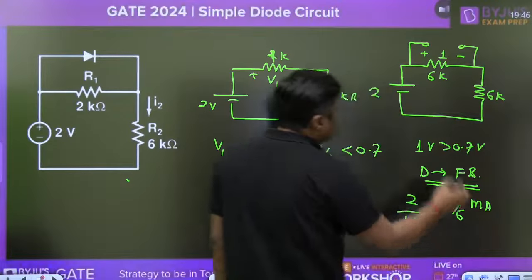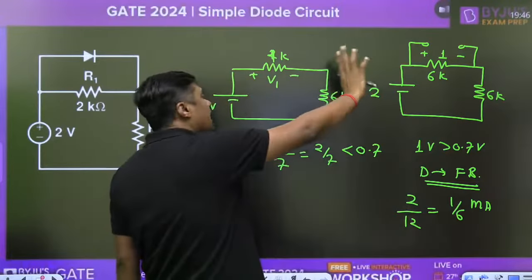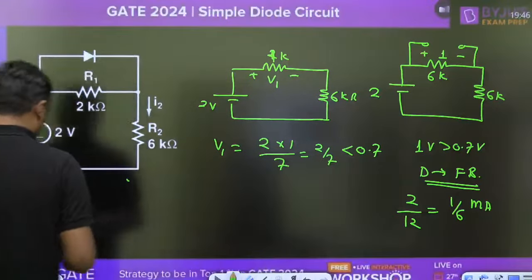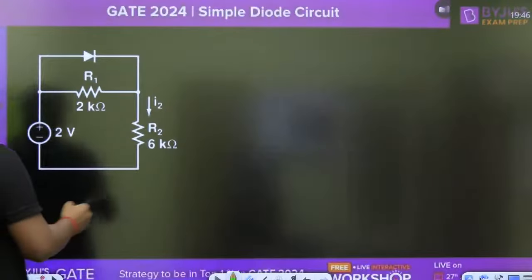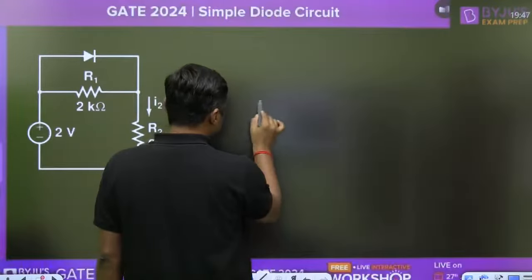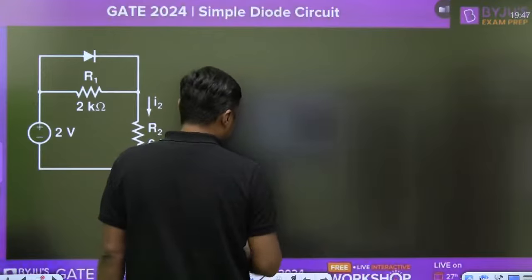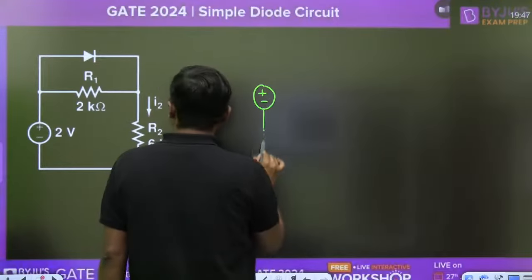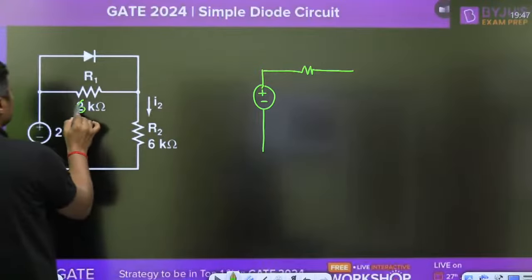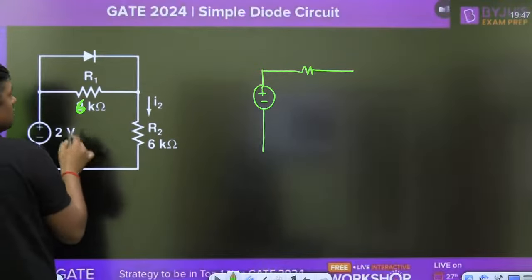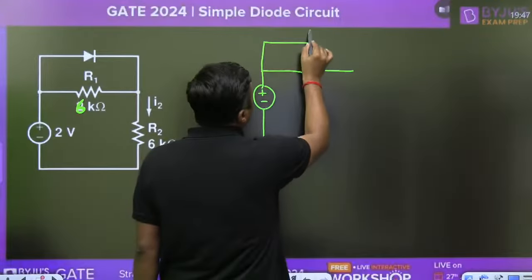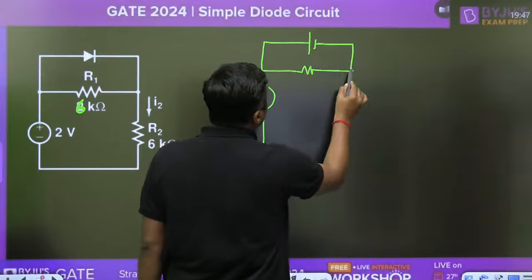No. Because in this case, the diode is on. Once the diode is on, you have to redraw the diagram. What is the diagram then? Once the diode is on, this is the 6 kilo ohm. Just I am assuming that this is the 6 kilo ohm, with new question, 6 kilo ohm. In case of 6 kilo ohm, that diode is on. And what is the drop across the diode? 0.7.